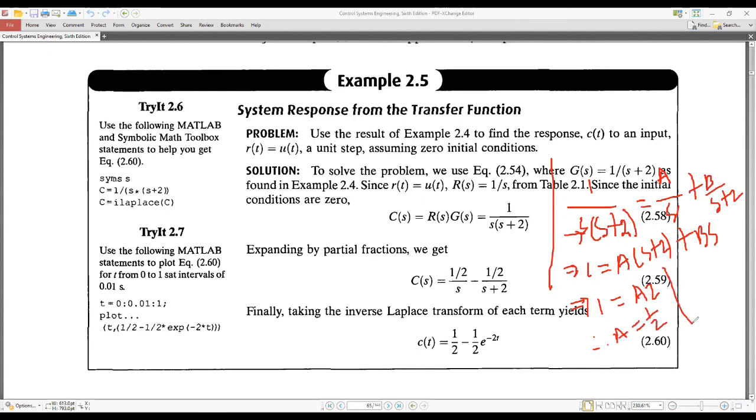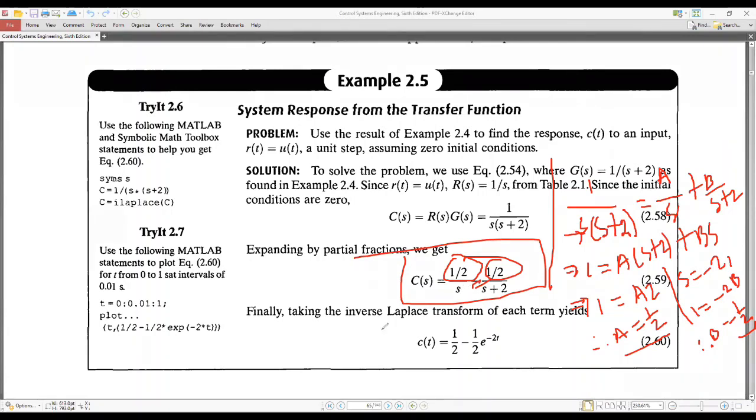If you put s equal to minus 2, then here 1 is equal to minus 2B, so B would be minus half. You have to multiply it. So A is equal to half, B is equal to minus half. Just put here A equal to half, B equal to minus half. Here comes the minus.